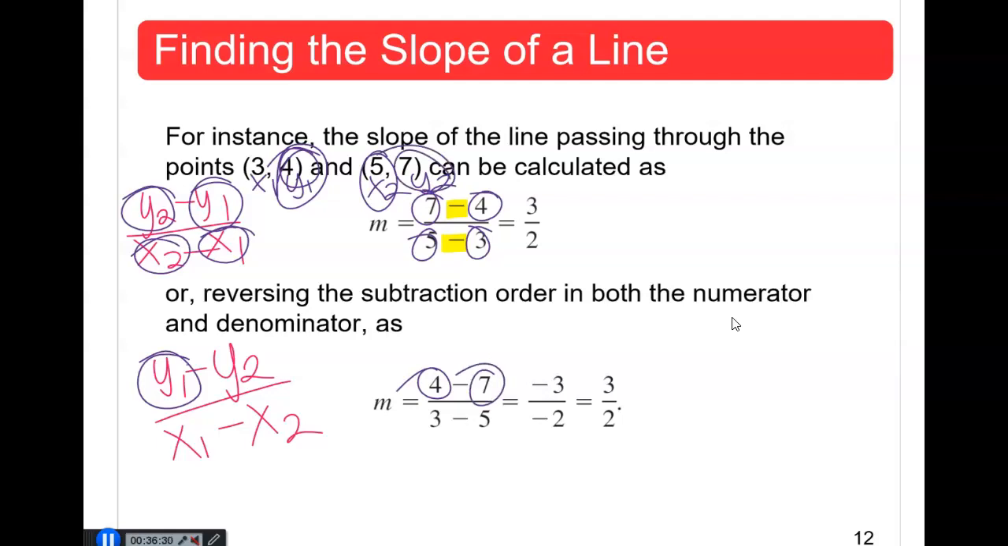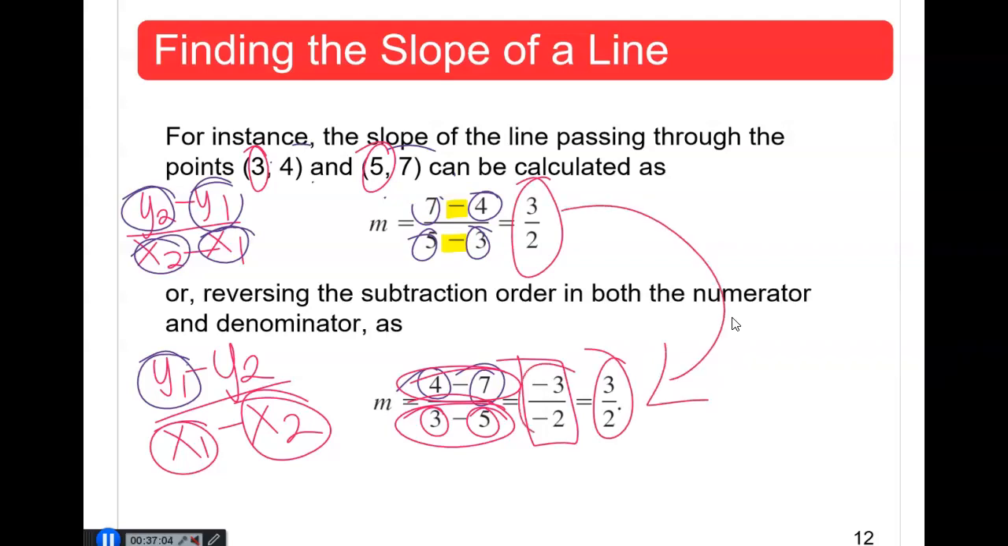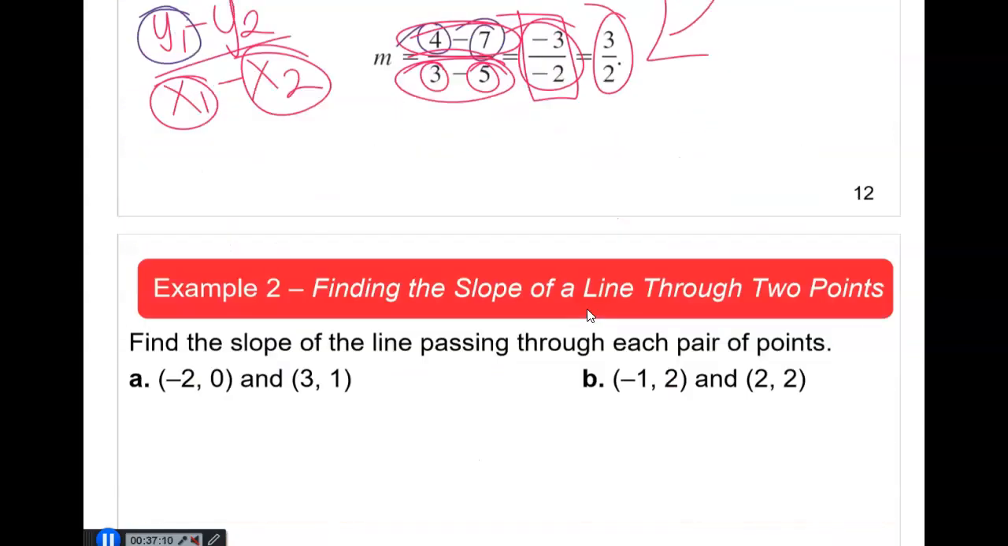And then for the denominator, we start with x sub 1. And x sub 1 is coming from here. So we have 3, that's x sub 1, minus x sub 2, which is 5. And so here we get negative 3 because 4 minus 7 is negative 3. 3 minus 5 is negative 2. But recall that when you divide two negative numbers, you get a positive number. So here's another proof that you could have two negatives dividing and end up with a positive fraction or rational number.